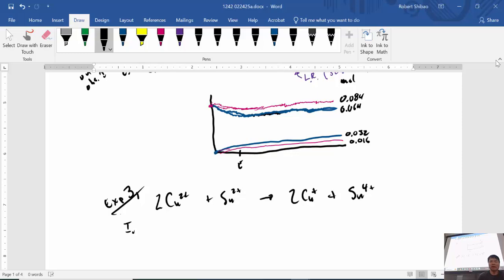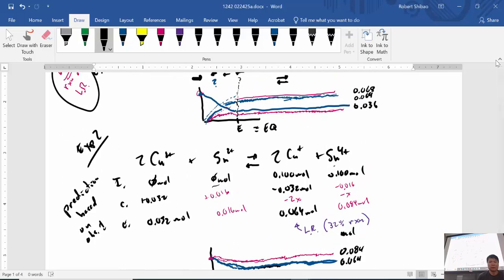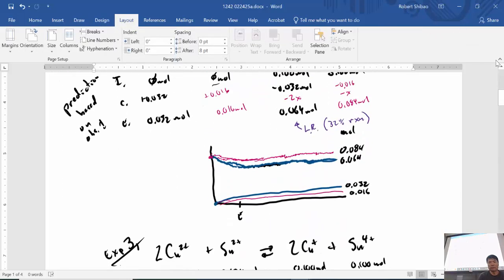All right, and so in this next one, we know that this reaction is reversible. It can go both ways. And so we're going to start off with 0.100 moles of copper 2, 0.100 moles of tin 2, 0.100 moles of copper plus, and 0.100 moles of tin 4. There's going to be some change. We can figure out what that change is once we know what the final amounts are. And so let's take a look at the final amounts here. Actually, let me do the date. So the date is going to be 2/25.